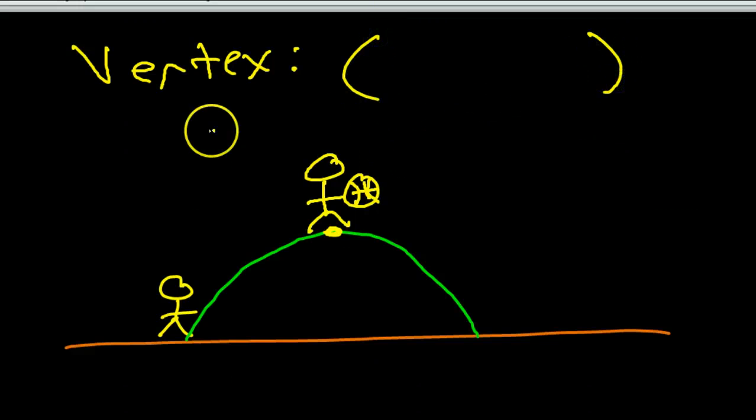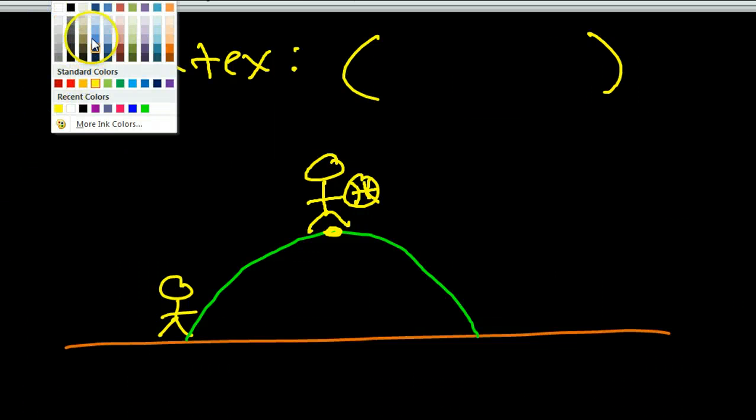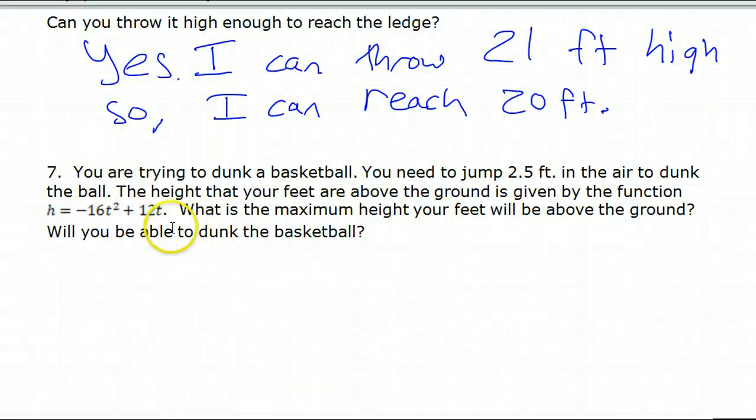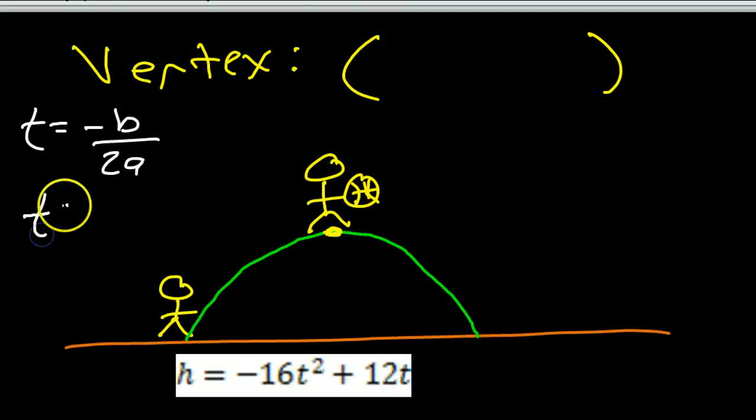Okay, the vertex. We always find the x value of the vertex, or in this case the t value, by doing opposite of b over 2a. Alright, I need to copy this equation. I hope it's actually a correct equation this time. So opposite of b, that's negative 12, and 2a, so 2 times negative 16 is negative 32.